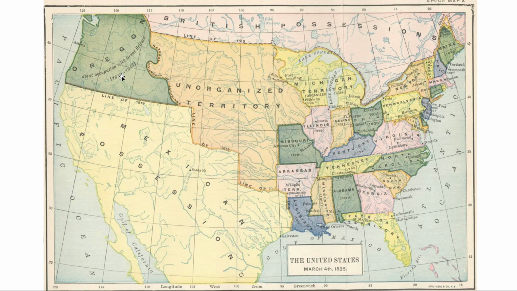And also you can see in the West we have the Oregon Territory, which was occupied by Great Britain at that time, and then purchased by the United States.